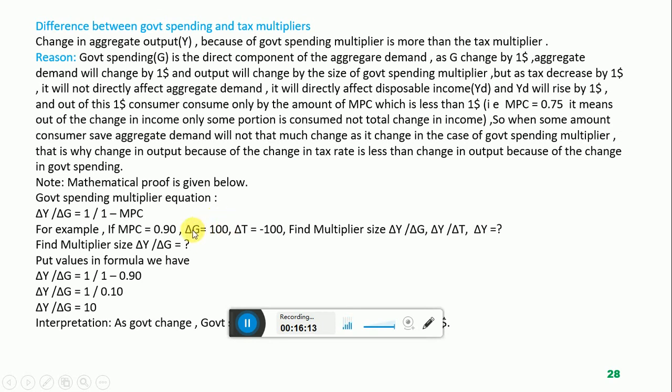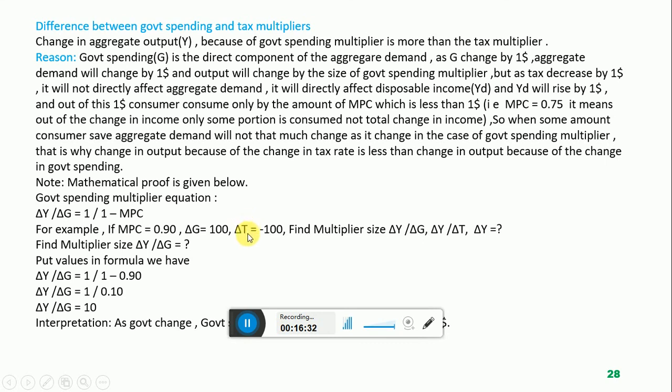and invest in different sectors of Afghanistan, like the health sector, education sector, transportation sector, communication sector, agriculture sector, etc. So the government will increase government spending by $100 million.